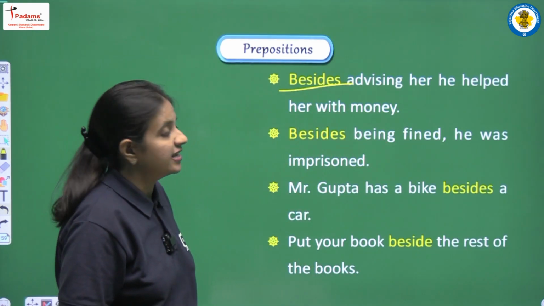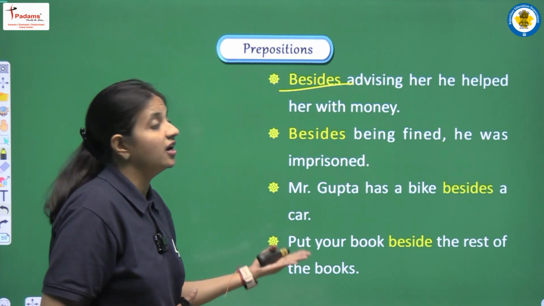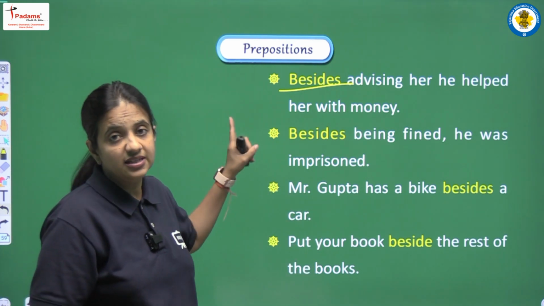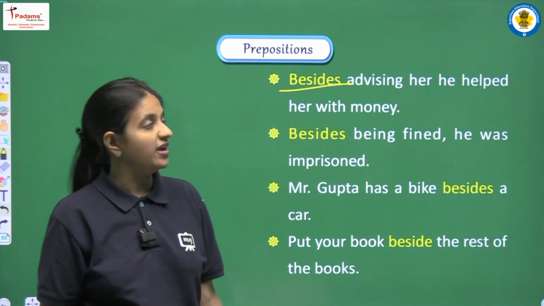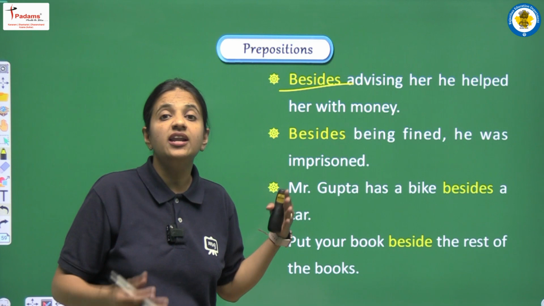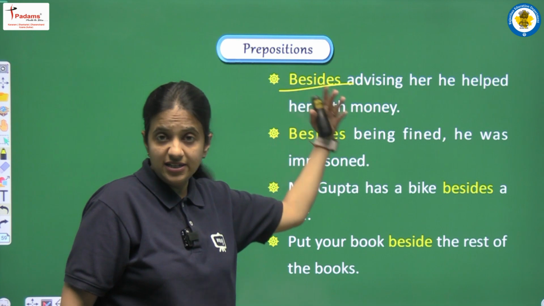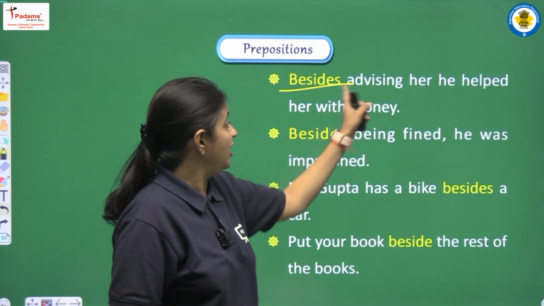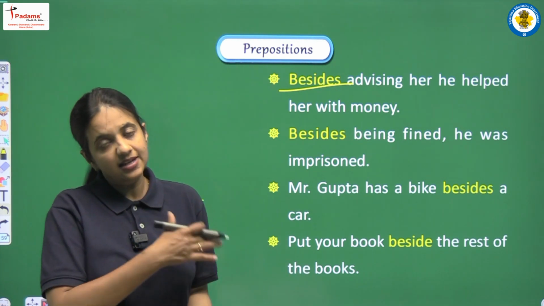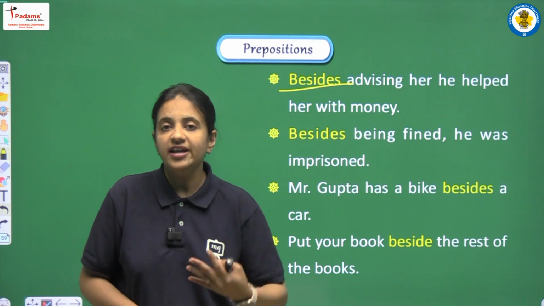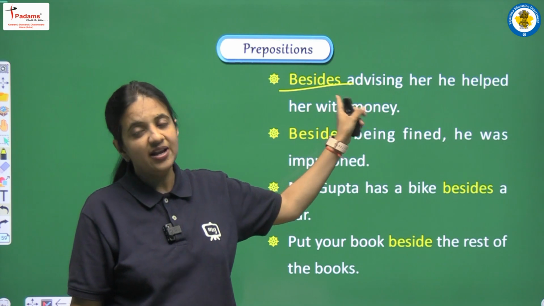Next we have besides. So let's see the example that we have here. Besides advising her, he helped her with money. So now in this sentence we have besides. So what is the use that we have here? Besides is showing in addition to. So what it means? It means that he not only advised her, but also he helped her with money. It means in addition to advising her, he did something extra, something more, and what was that? He helped her with money. So here we have besides.